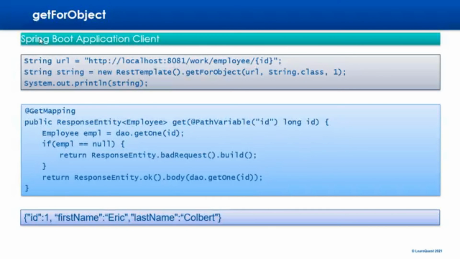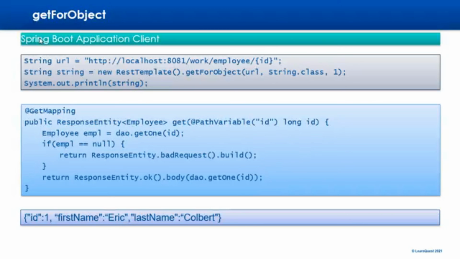So here I have my new REST template, get for object to this URL. You want the response converted into a Java string, and you have a placeholder. So positionally, it's going to align itself. So 1 will be put into the first placeholder. It just happens to be 1. This is the service it's going against.